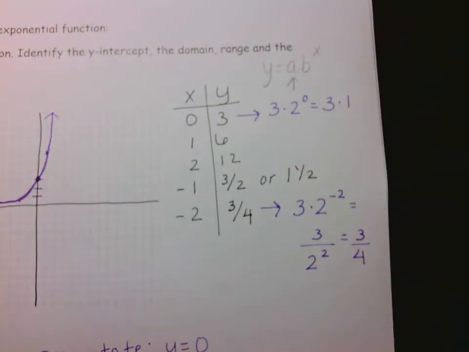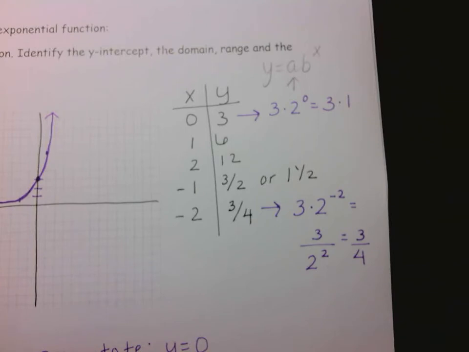So that a value is going to be your initial value. It's going to be the y-intercept. So I found my y-intercept just by looking at it, and then I just grabbed some other coordinate points. I created values for x, and I plugged them into the equation, and I determined their corresponding value for y. When x is 1, y is 6. When x is 2, y is 12. When x is negative 1, y is 3 over 2. When x is negative 2, y is 3/4.